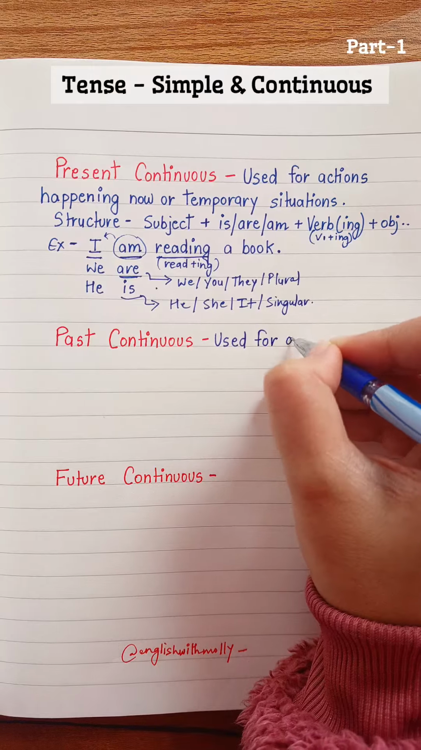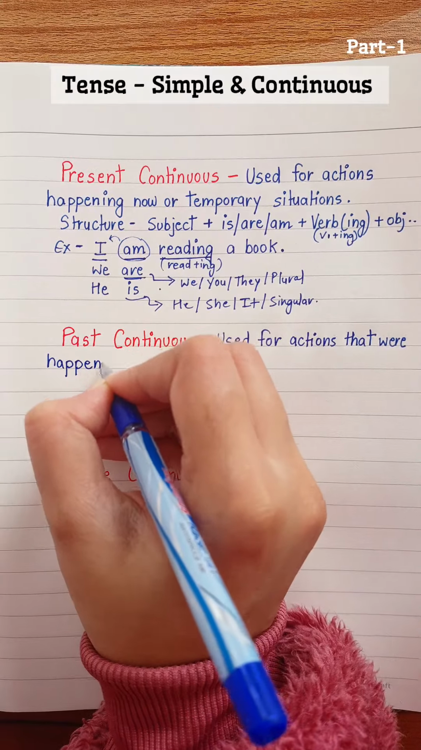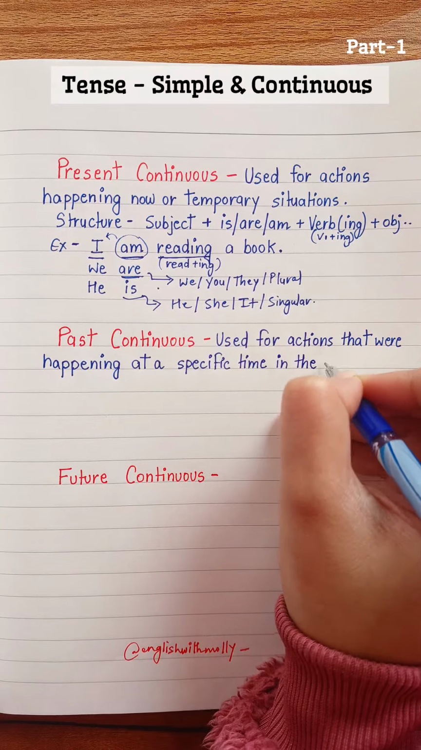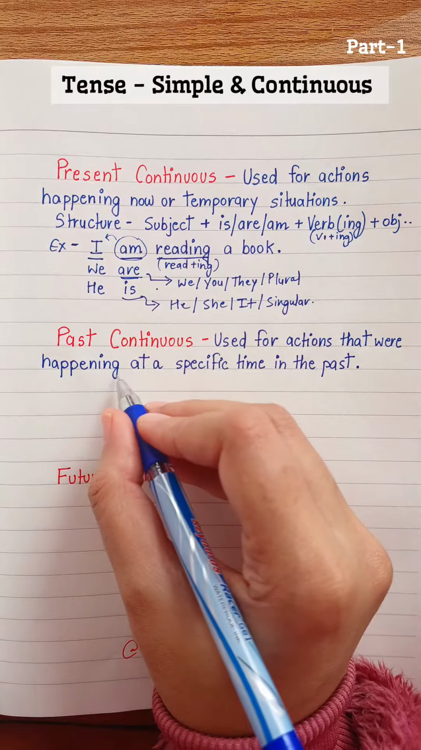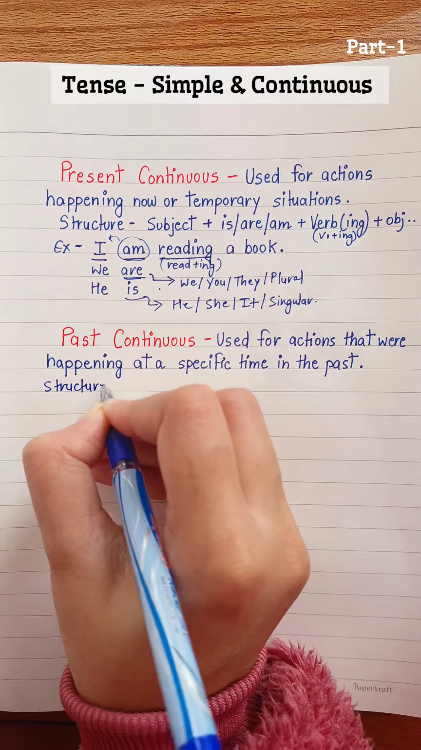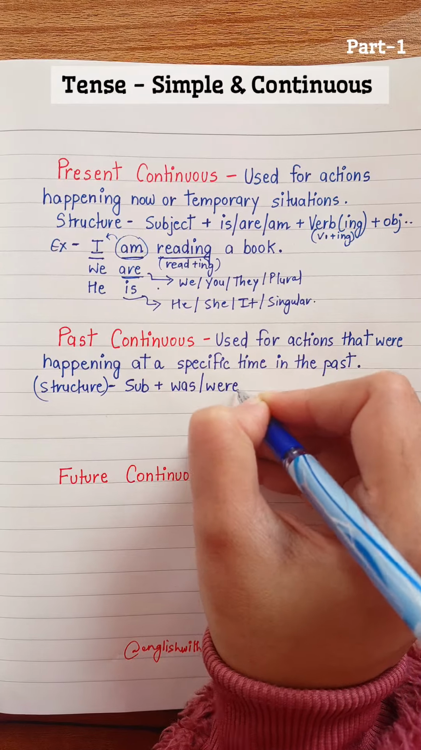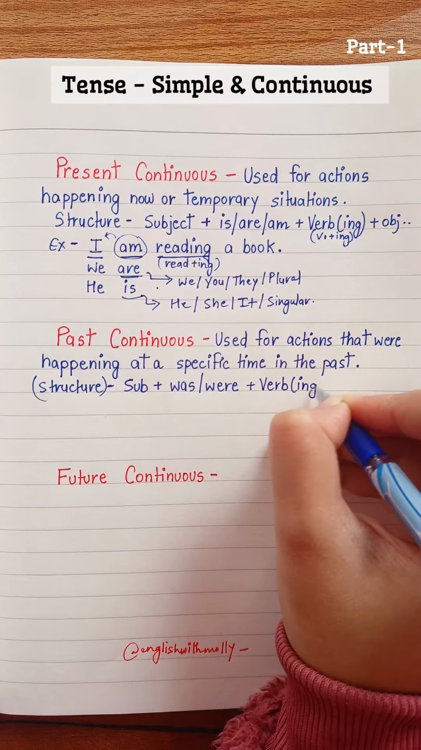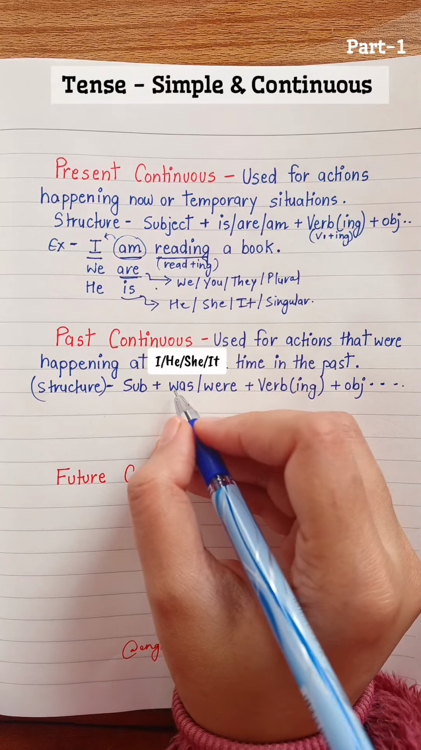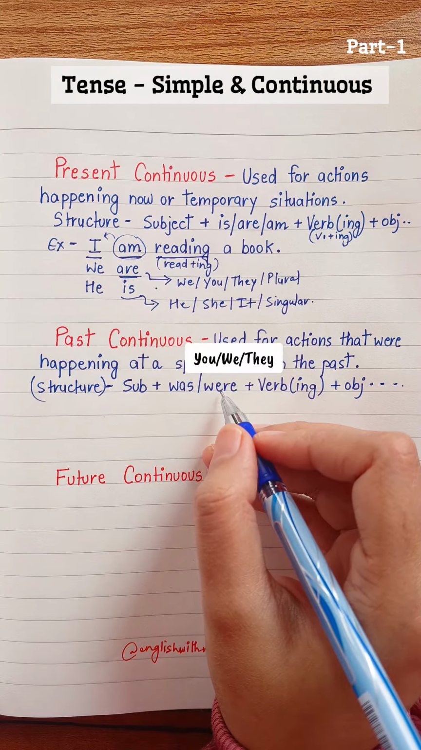Past continuous tense is used for actions that were happening at a specific time in the past. Okay? Now let's see the structure for past continuous tense. Subject plus was or were plus verb plus ing, the ing form of the verb, plus the object or the remaining sentence. Was is used with the subjects I, he, she, it, and were is used with you, we, they.